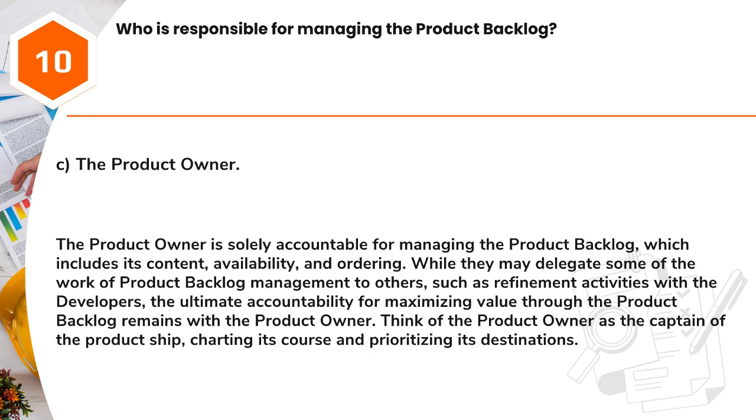Answer: C. The product owner. The product owner is solely accountable for managing the product backlog, which includes its content, availability, and ordering. While they may delegate some of the work of product backlog management to others, such as refinement activities with the developers, the ultimate accountability for maximizing value through the product backlog remains with the product owner. Think of the product owner as the captain of the product ship, charting its course and prioritizing its destinations.